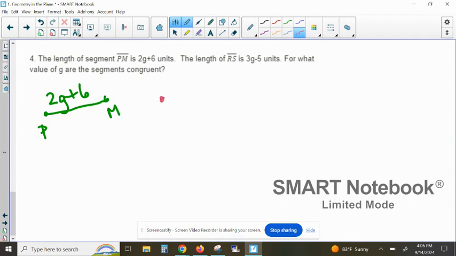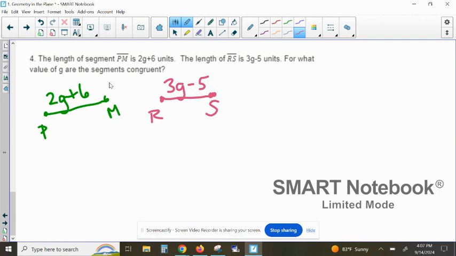so it doesn't have any of the same letters, so I'm going to make a new segment. We don't know exactly where it is. RS is 3G minus 5. Now remember, if this had PM and then MS, then I would have to use this M and continue with the S. But since it's all 4 different letters, that's 4 different points.